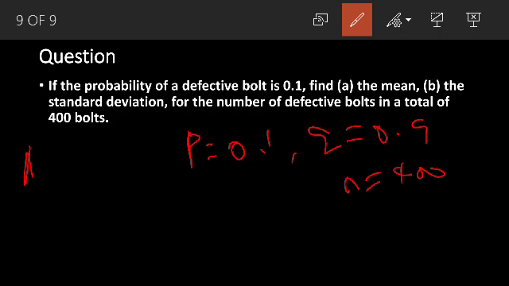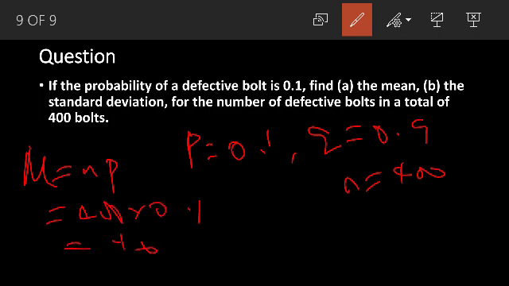Now our mean is going to be equal to np, where our n is 400 and our p is 0.1, okay? So that's going to be 40. So the mean is 40. Remember, mean also means the expected value. So it is equal to 40.